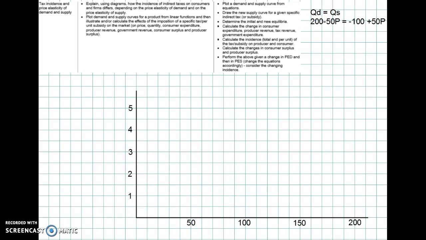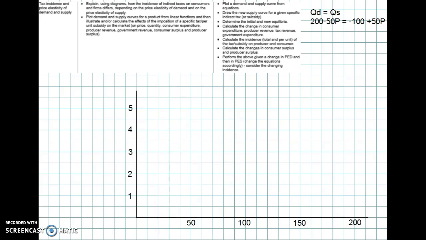Okay, so this is the second lesson in your revision for linear equations. It's the same setup again. This is what your learning objectives are for tax incidence and the price elasticity of demand and supply, and these are the specific questions that you might get asked. We're going to work through all of these one by one and show you how it's done.